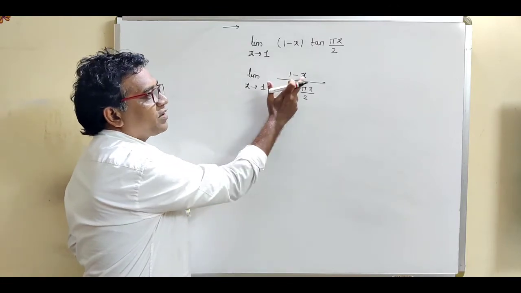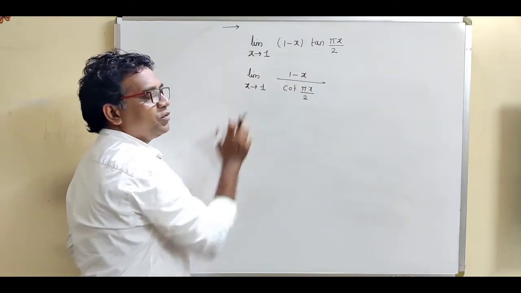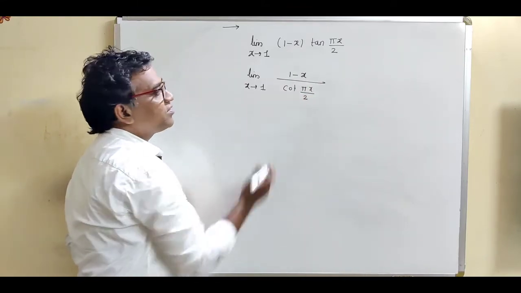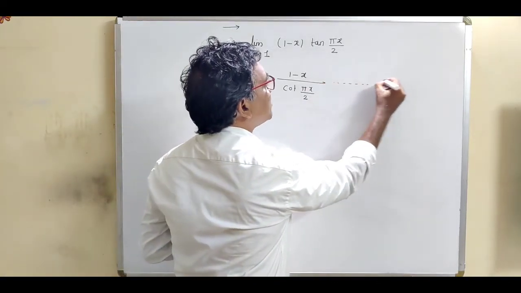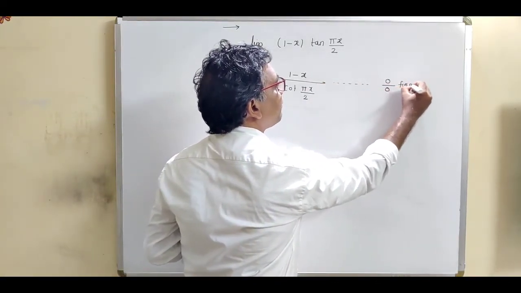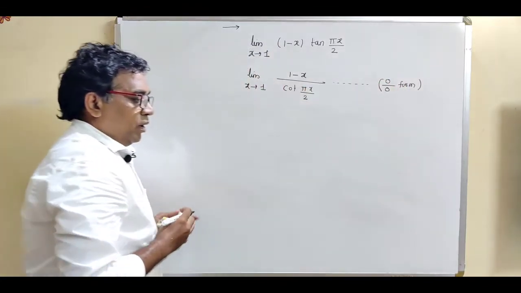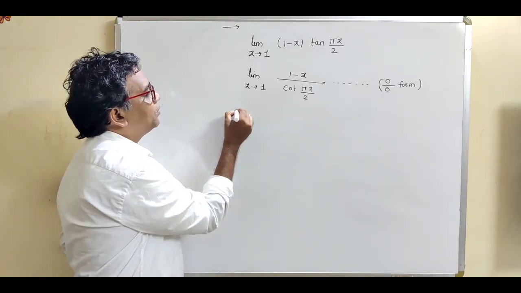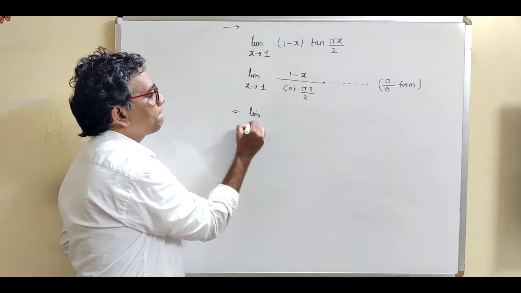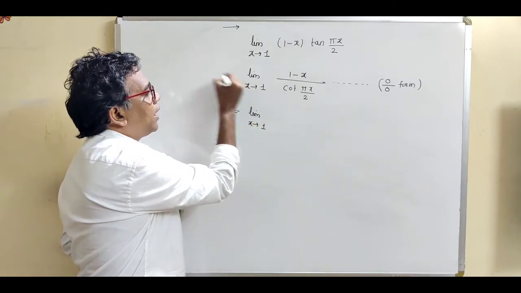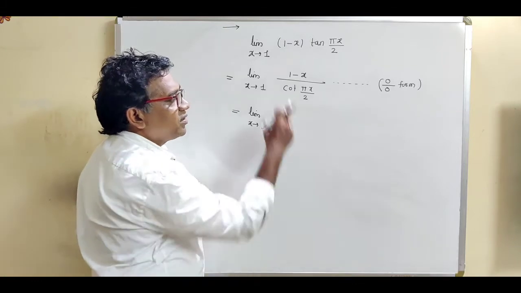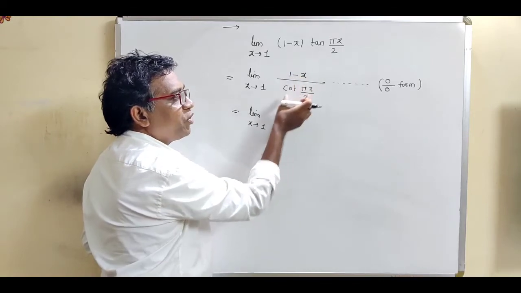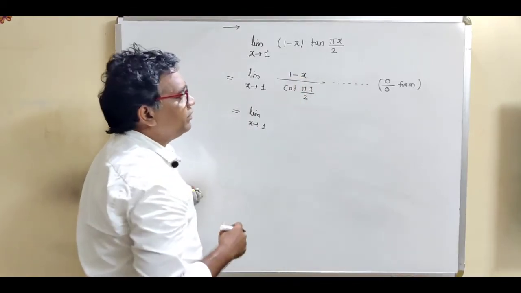Now if you put, suppose, x equal to 1, 1 minus 1, this numerator will be 0. And if you put x equal to 1 in denominator, cot pi by 2, this is 0. So write the form, this is 0 by 0 form. So if the form is 0 by 0, then we can directly apply the L'Hopital rule. So this is equal to limit x tends to 1. So what is the L'Hopital rule? Just take the separate derivative of numerator and the separate derivative of denominator. Don't apply u upon v rule.